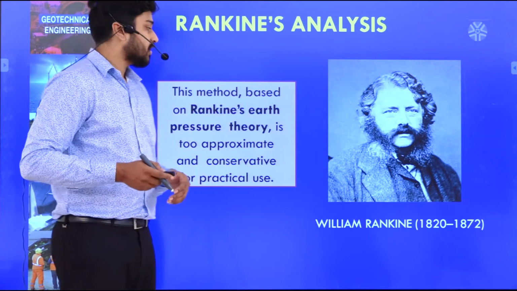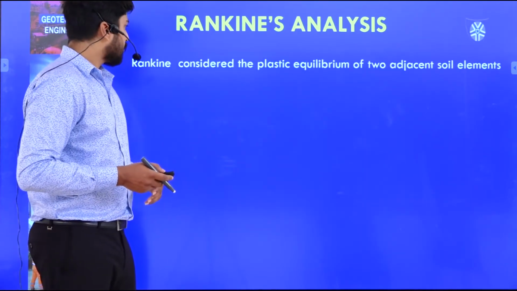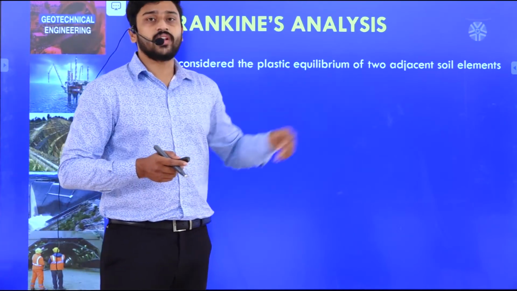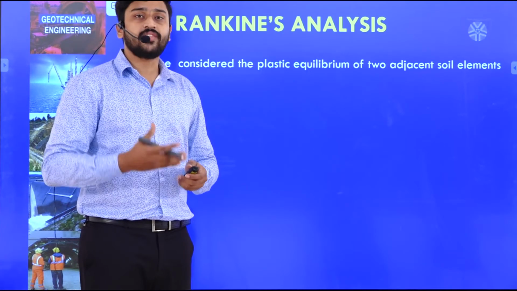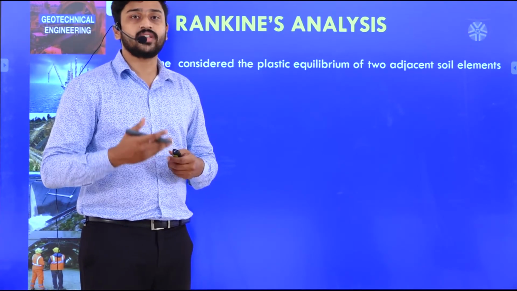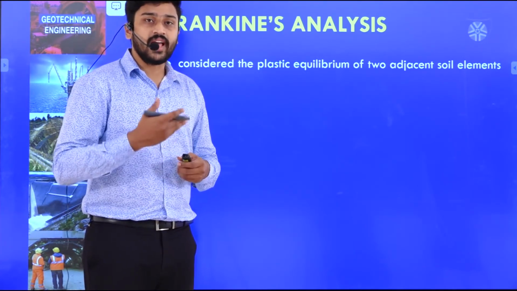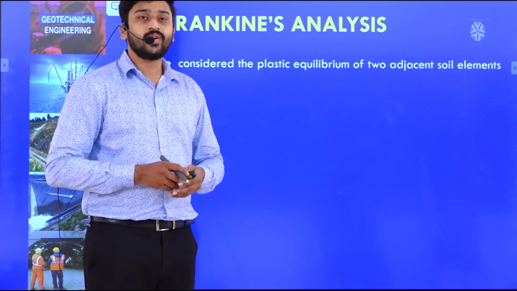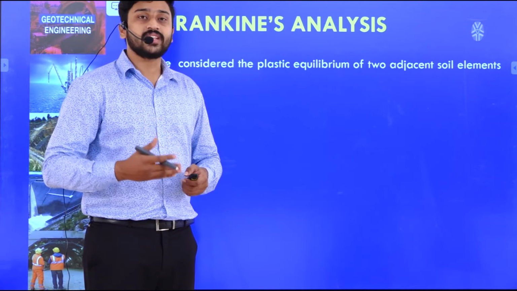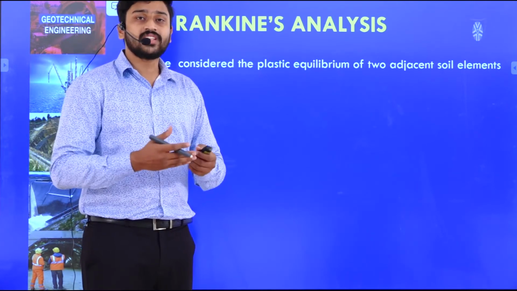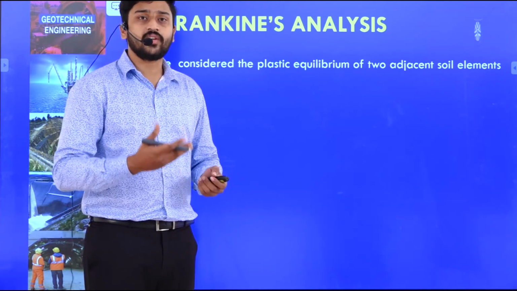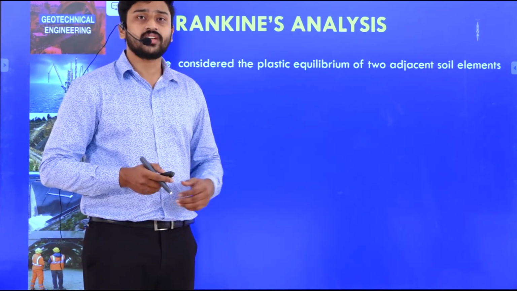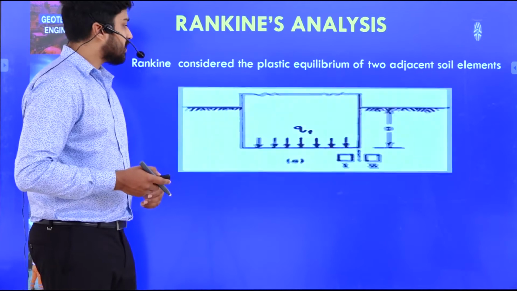Now, Rankine considered the plastic equilibrium of two adjacent soil elements, that means beneath any foundation. If you imagine me as a foundation, he considered two elements, one exactly below me and the other one exactly beside me. So let us consider the same case in case of foundation. If there is a shallow foundation, under the shallow foundation he considered one element, and beside the shallow foundation he considered another element. So that is as follows.